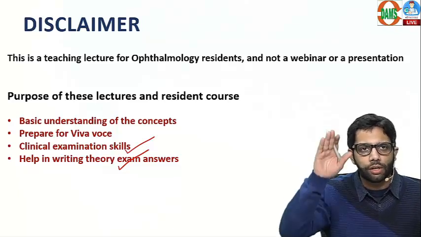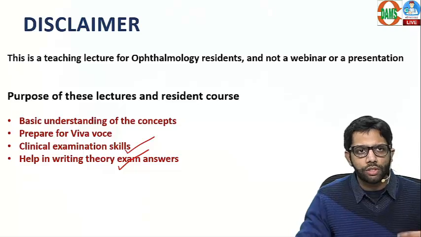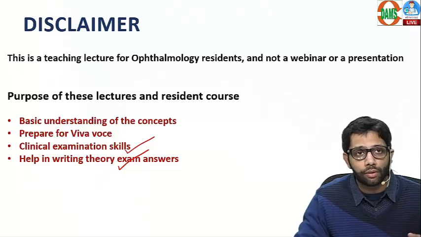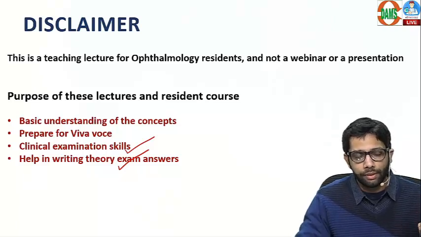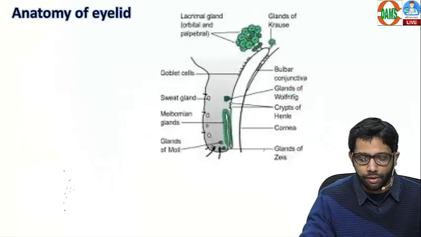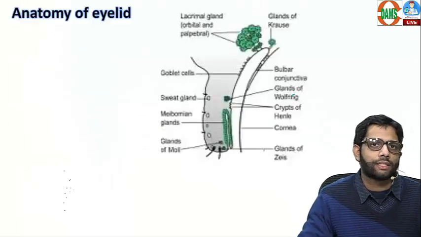Ptosis is drooping of the upper eyelid. So which are the muscles which elevate the upper eyelid? Two muscles. One is levator palpebrae superioris and Muller muscle. So we should know detail about them before going into the topic of ptosis. And this anatomy of the eyelid is important.